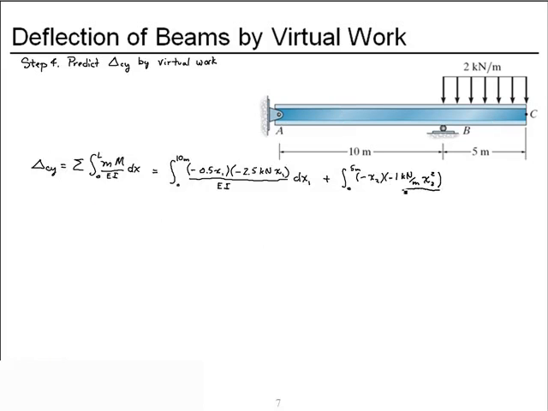All of that divided by EI and integrated over x2. So we multiply these two quantities together and we'll get a polynomial that is a constant times x squared.